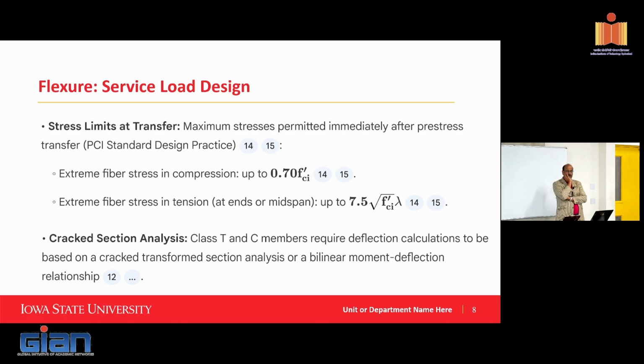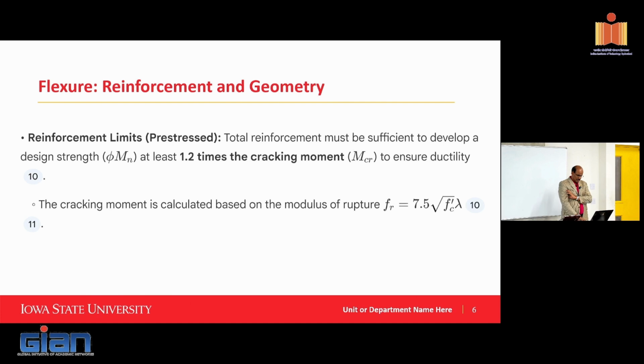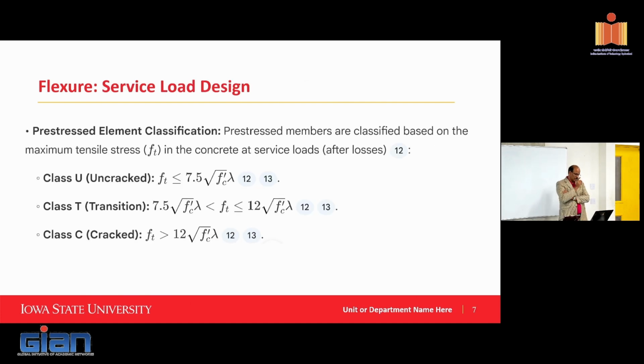Go ahead. It is written that extreme fiber stress in tension is up to 7.5 root f'c. But in the previous slide it was again 7.5 root f'c. Why are the limits the same in both cases? The 7.5 is an empirical number used, but your f'c is different now. You're not using the same f'c. So f'c is whatever the f'c at transfer is, that is what they will use, right? Again, the precaster will determine the actual f'c before they release the strand, the prestress, to the concrete. So that value is what you use.